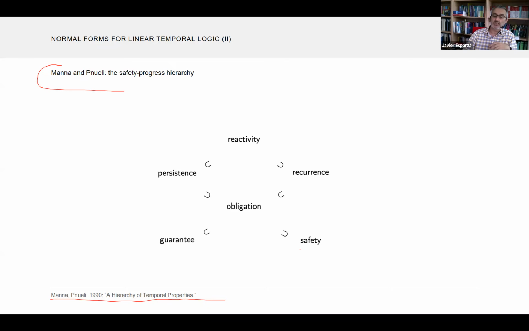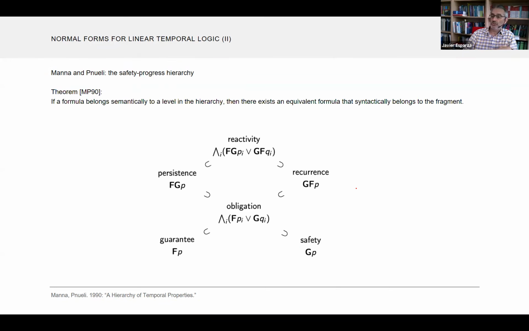So they were introducing these classes like safety properties, guarantee properties, and so on, up to reactivity properties, right? And then what they did was to characterize syntactically which were the formulas expressing those properties. And what they showed is that for this reactivity class, you don't have to go further. This reactivity class already contains all properties that can be expressed in linear temporal logic, okay? So if a formula belongs semantically to a level in the hierarchy, I'm not giving you the semantic definition, then there exists an equivalent formula that syntactically belongs to the fragment.